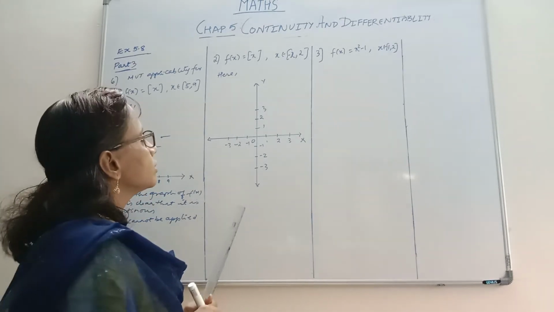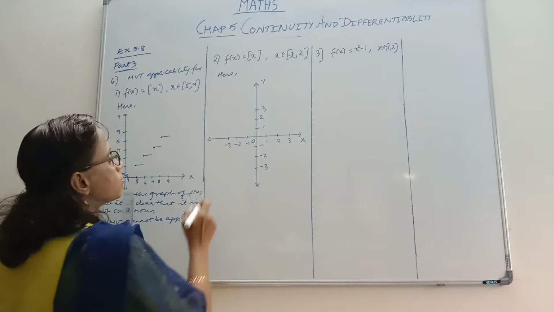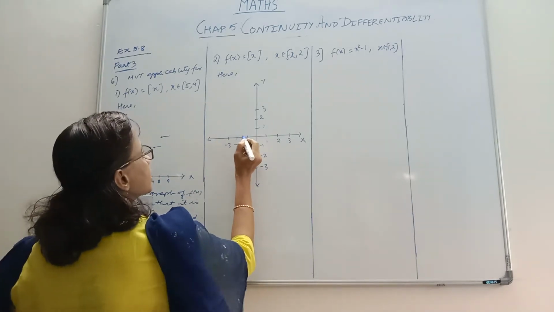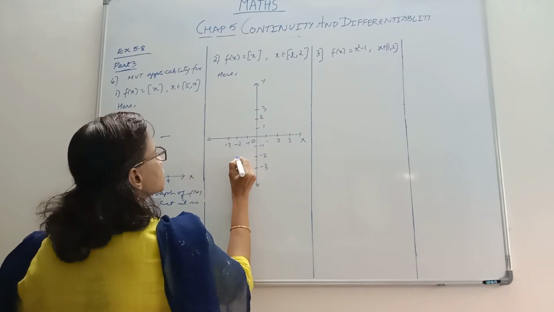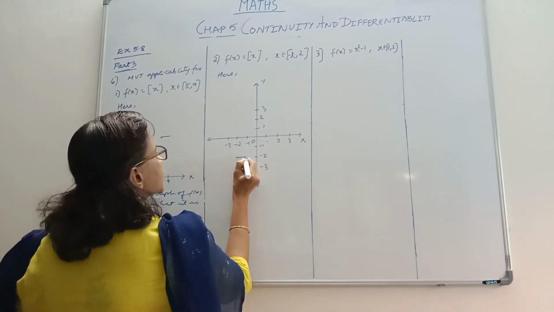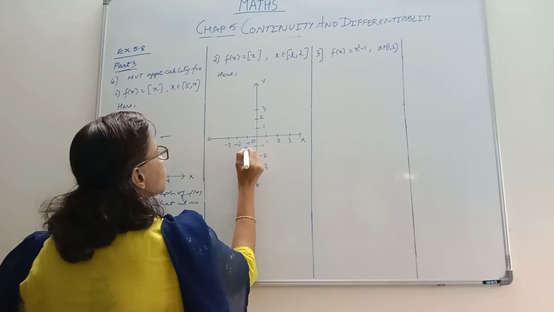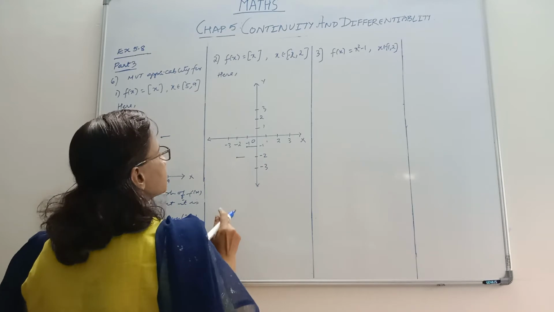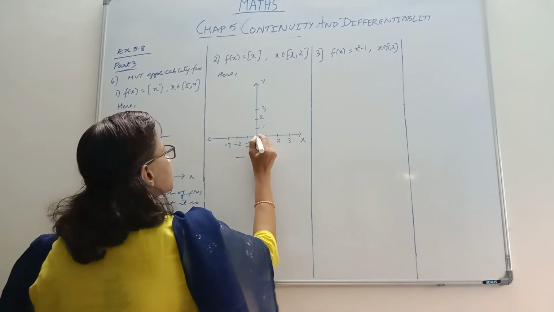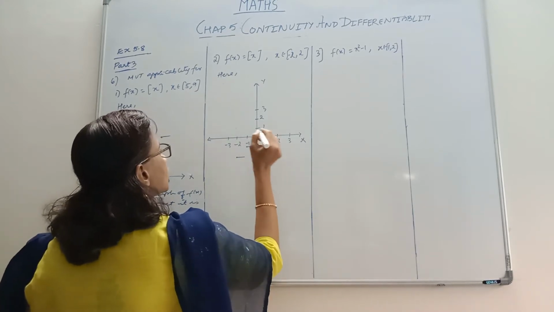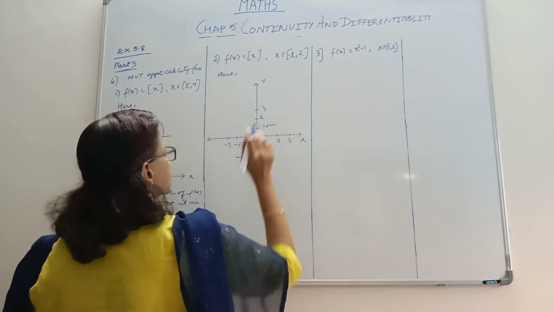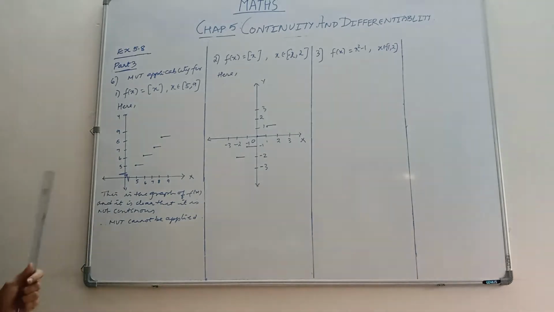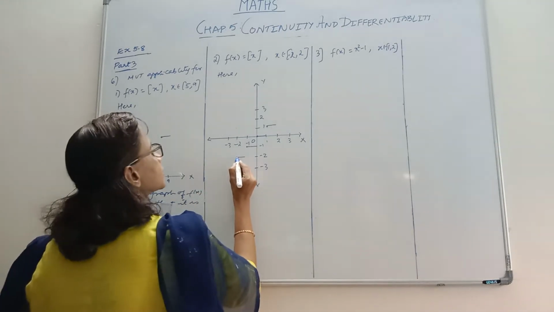Then we will check how we can draw this. Between -2 and -1, the function goes to -2. Then between -1 and 0, the function will go to -1. Then between 0 and 1, the function will go to 0. Between 1 and 2, the function will go to 1. That's it. So this is how the function is, and these are the graphs.